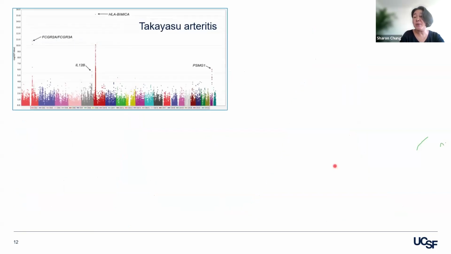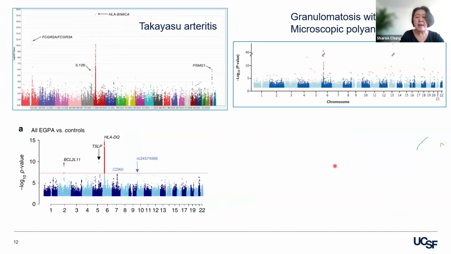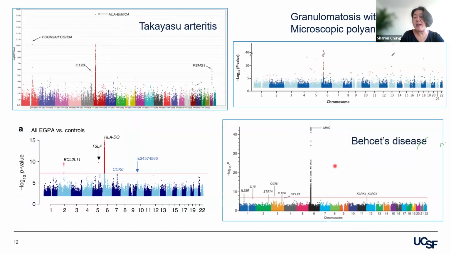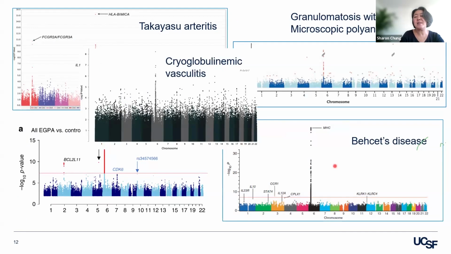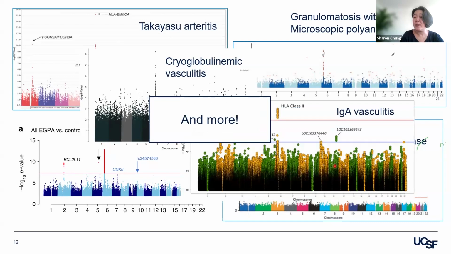It's been done in Takayasu arteritis, which is another large vessel vasculitis. It's been done in the ANCA-associated vasculitis, so including GPA, MPA, and EGPA. It's been done in Behçet's disease, which is a vasculitis that affects all different vessel sizes. It's been done in cryoglobulinemic vasculitis. It's been done in IgA vasculitis, and a whole lot more.